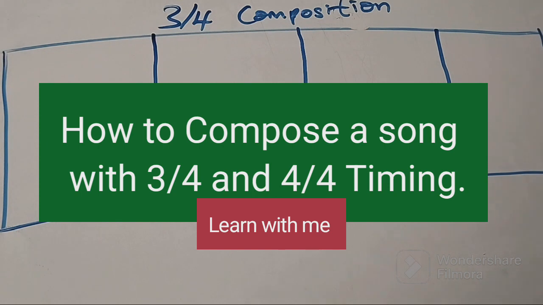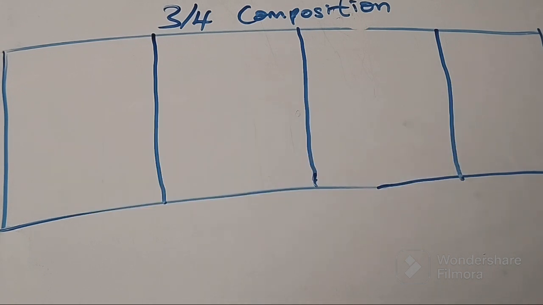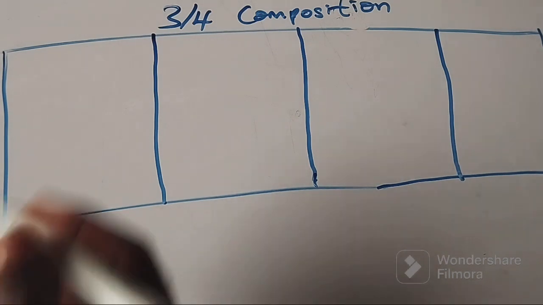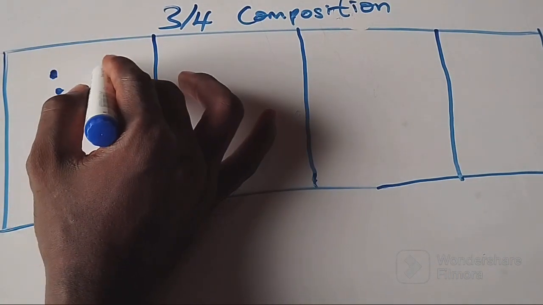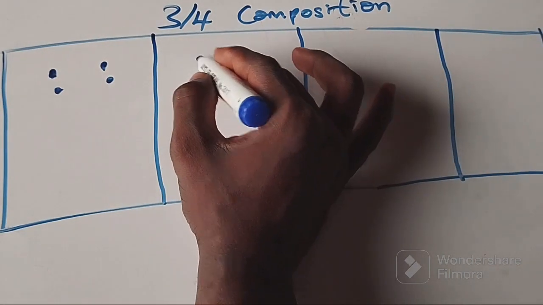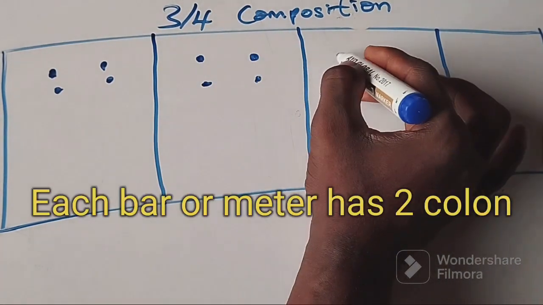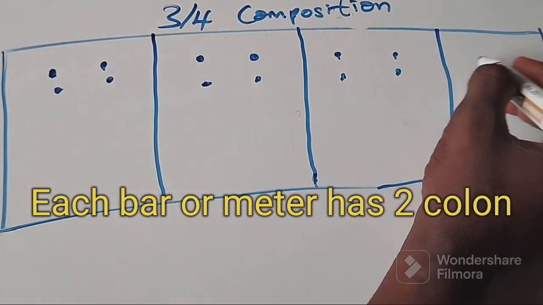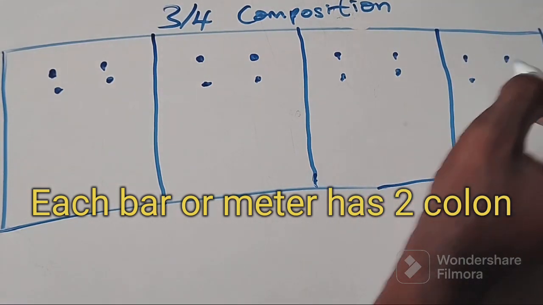Today we'll be talking about 3/4 composition. There is not much difference between 2/4 composition, 3/4 composition, and 4/4 composition. The only difference is the timing. The pattern is the same, but in each bar you have 2 columns in 3/4 composition, as the case may be.